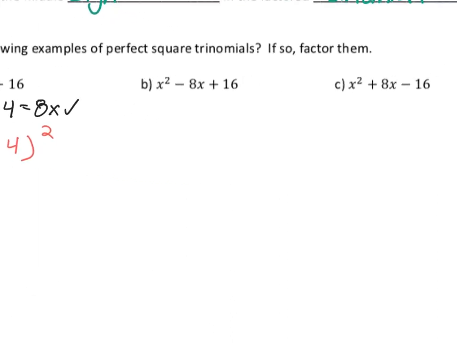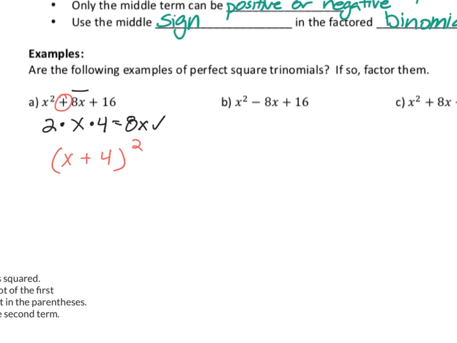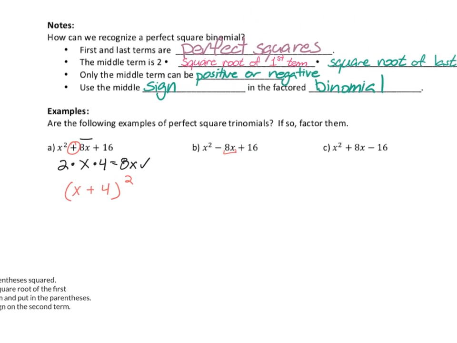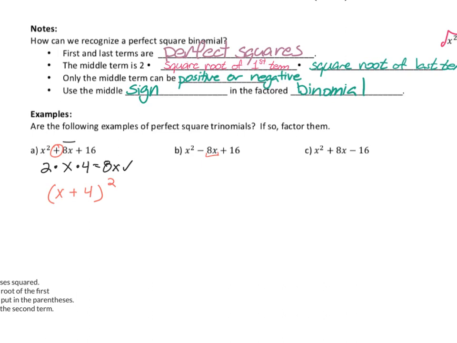All right, so next one here looks exactly the same as the first one, right? So we've already checked that the middle term, the square root of the first term times the square root of the last term times 2, is in fact 8x. So we've already confirmed that. Everything looks good. Now we just need to look at the signs because I do have a negative in there. And there are negatives allowed, but only in specific places, right? So it says only the middle term can be positive or negative. So this is our middle term. It is negative. As long as this one's still positive, we're good.